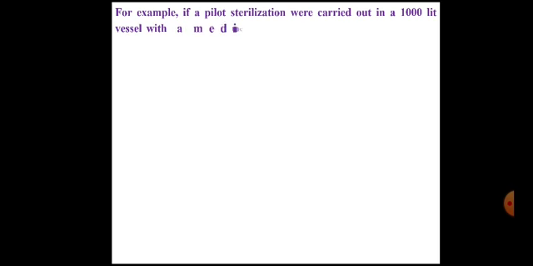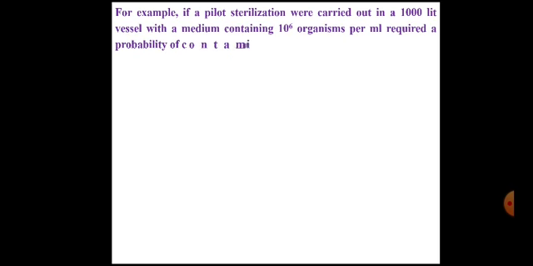For example, note this example. So it is a pilot sterilization process. If a pilot sterilization were carried out in a 1000 liter vessel, so this indicates the volume, 1000 liter vessel with a medium containing 10 raised to 6 viable cells per ml. Now this is very important, 10 raised to 6 per ml. This is the concentration of organisms. Required a probability of contamination of 1 in 1000, as I stated earlier.